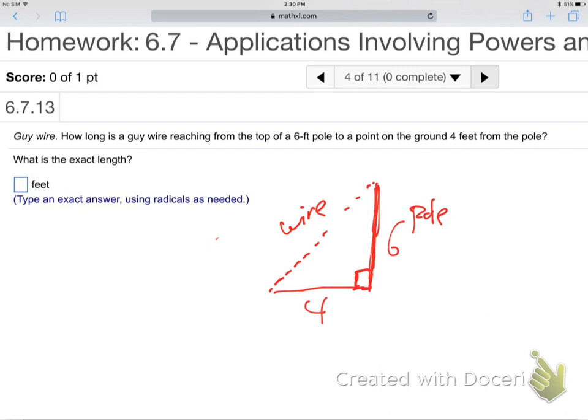But if this was at an angle like this, it wouldn't be a right angle then. Oh, yeah. And we need the right angle because the Pythagorean theorem, a squared plus b squared equals c squared, is not true unless you have a right angle. So I would have to know that pole was straight up, wouldn't I?